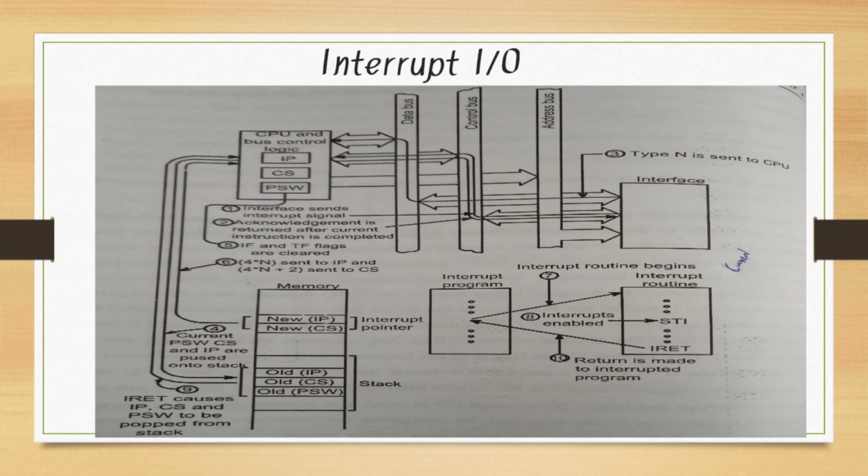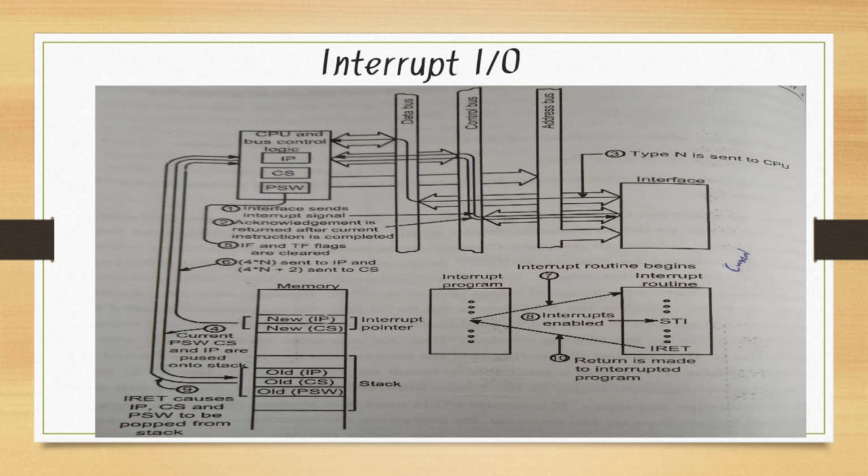Then the interrupt flag and trap flag are cleared in the PSW, that is the program status word. Then the interrupt routine begins. Control is given to the interrupt routine program. Whenever the start interrupt signal is received, the interrupt is enabled. Then the interrupt routine is continuously executed.